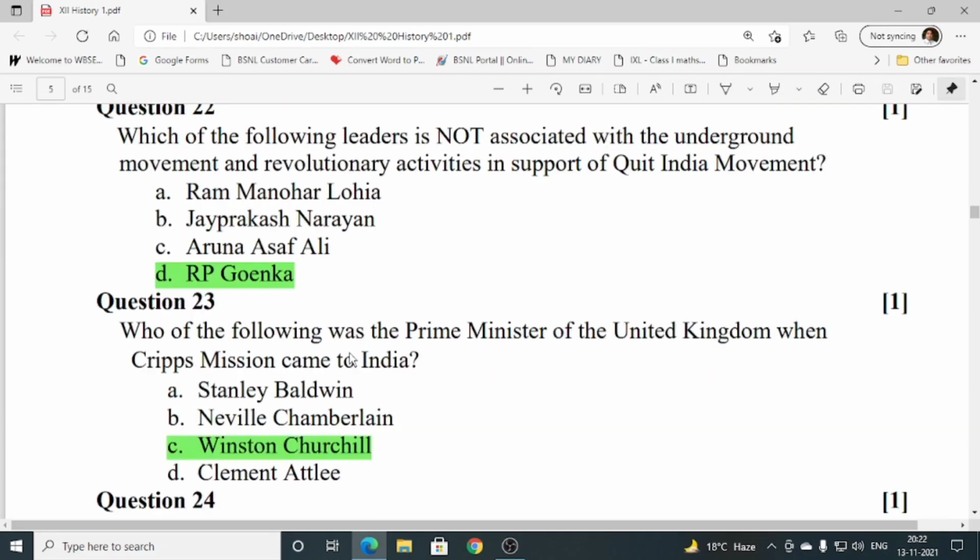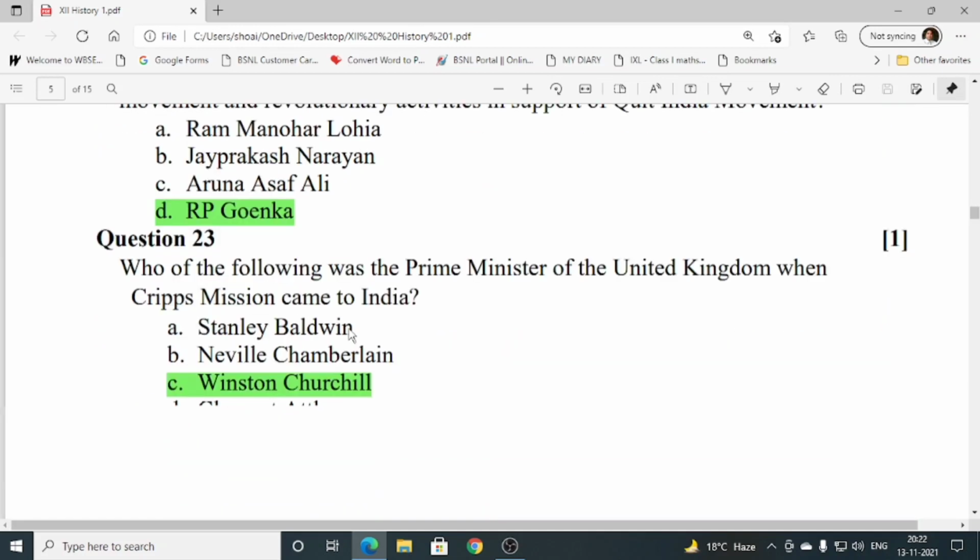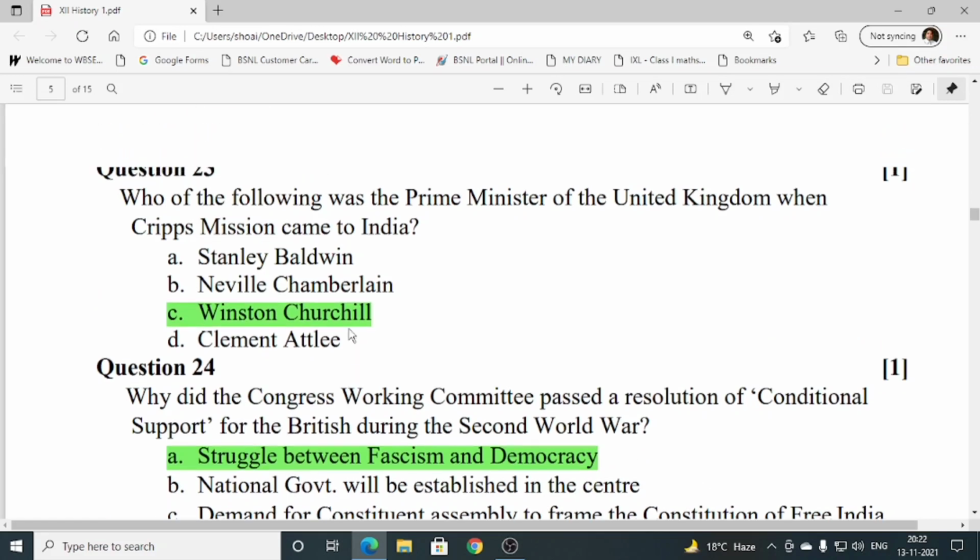Now number 22, which of the following leaders is not associated with the underground movement and revolutionary activities in support of the Quit India movement? So it is D, RP Goenka. And the rest all three were involved. Number 23, who of the following was the Prime Minister of the United Kingdom when the Cripps mission came to India? So it was Winston Churchill.